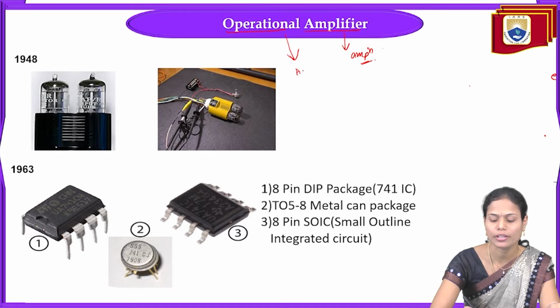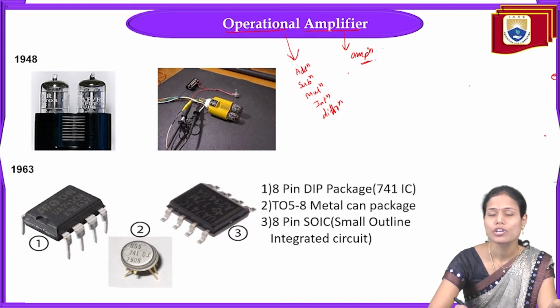That is, it can perform addition, subtraction, multiplication and also integration and differentiation. So this operational amplifier is performing mathematical operations, and that's why it is named the operational amplifier. It performs these mathematical operations as well as amplifying the applied signal. It is performing both functions, so that's why it is named the operational amplifier.